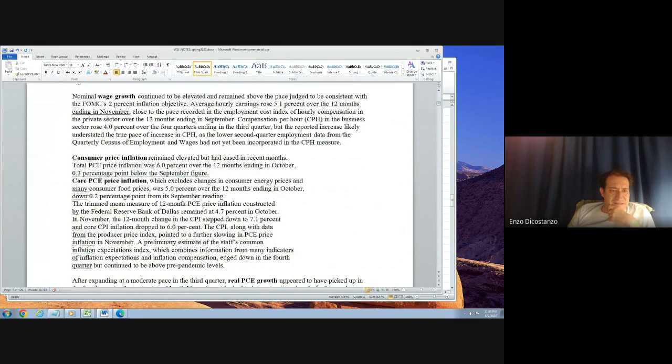This is consumer price index. So this is the total personal consumption expenditure inflation. This is the months ending in October, right? You have the October number that you're looking at. You have the September figure that you're looking at. Then you have a core version of this, which we're going to take a look at. This is personal consumption expenditure price inflation.